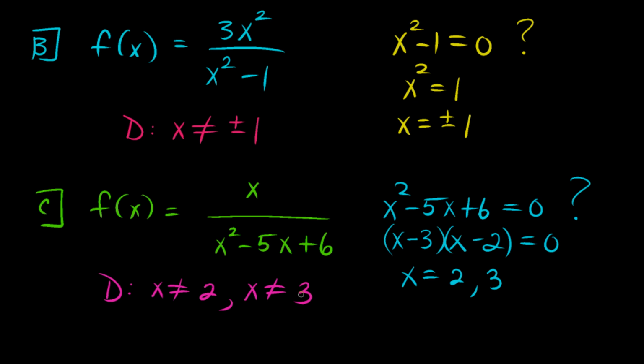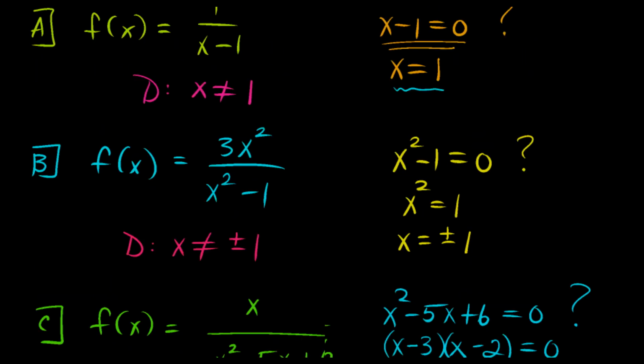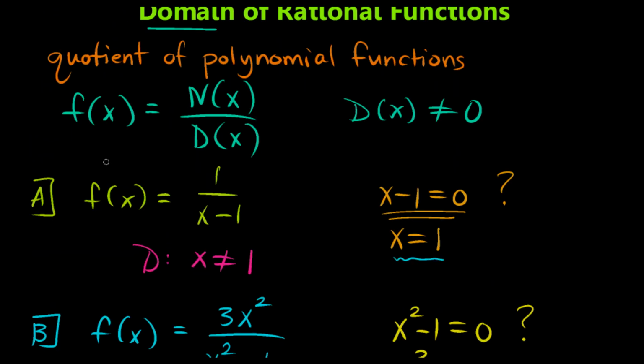So that's essentially how you find the domain of a rational function: whatever causes a division by 0, I'll go back up to here, whatever causes the denominator to equal 0 needs to be restricted from the domain. You need to make some kind of statement saying that x cannot equal that.